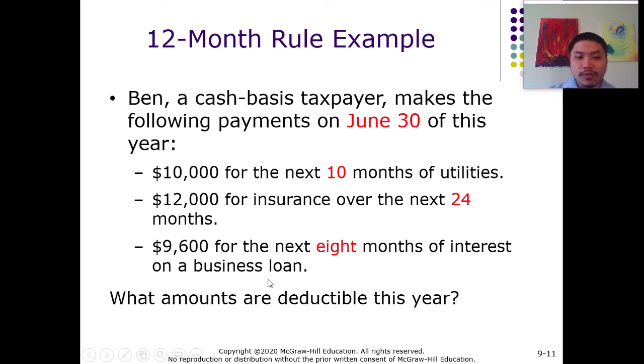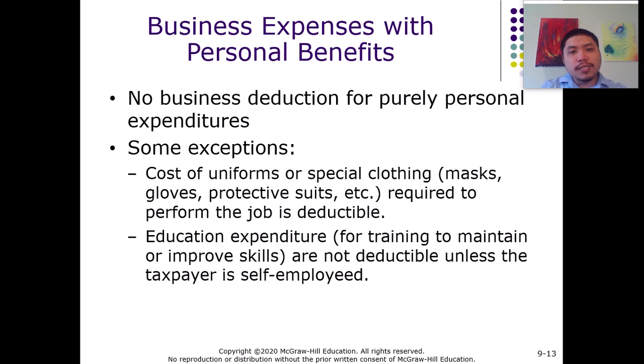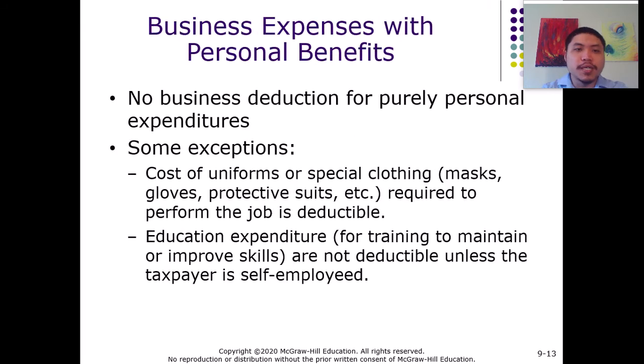So $9,600 for 8 months: 9,600 divided by 8, and then we multiply that by 6, because that's how long we have for this year. The taxpayer paid for this on June 30th, so we have 6 months for this tax year. That's why we get the amount of $7,200. All right, let's move on with our lecture.